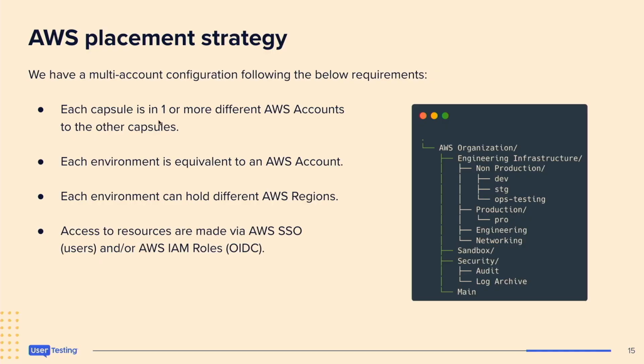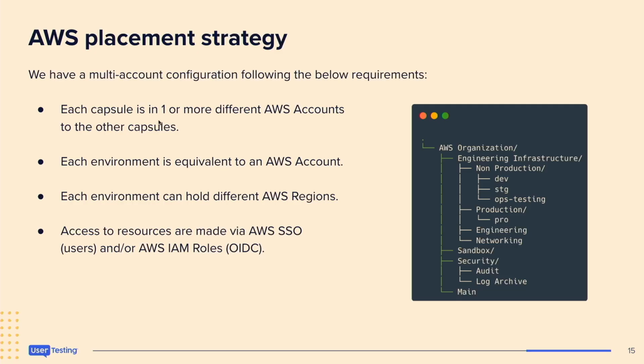Initially, part of the security concerns was, OK, we need data isolation, and we achieved that by having each capsule and environment in a single independent account. Each environment can hold different regions, so all the regions are in the same account, but each environment is isolated by default. Also, any access to the resources is always made via AWS SSO users, the developers itself, or any application uses always IAM roles. So there are no static credentials anywhere.